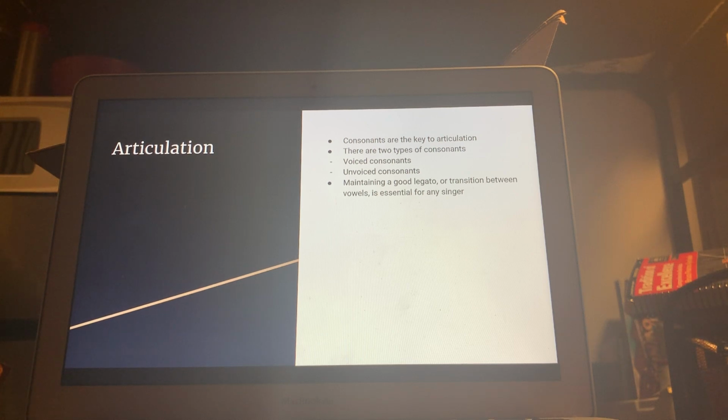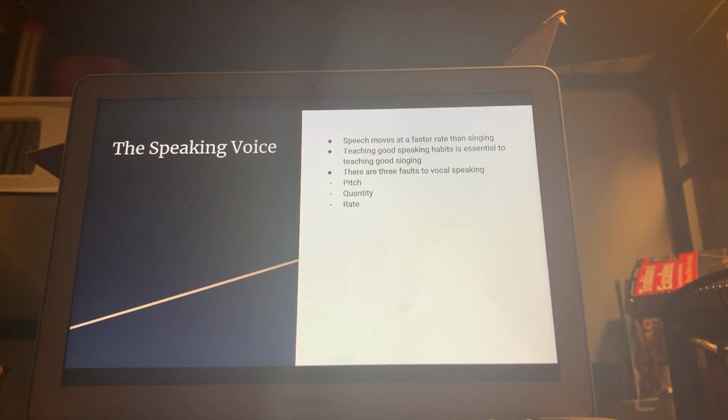So, yeah. The speaking voice. This is something that a lot of books and a lot of educators don't talk about, but it really needs to be addressed, because the speaking voice works a lot like the singing voice, even though it has a little bit of difference. Speech moves at a faster rate than singing. You speak faster than you sing.